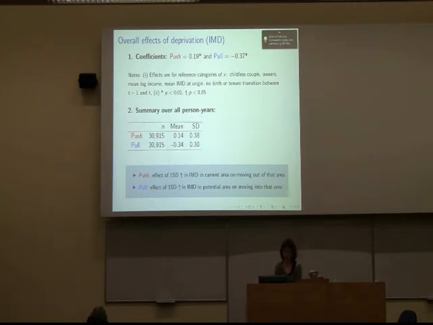And if you remember, I said that I expected the push effect to be positive, this is the minus beta, and the pull effect to be negative, and it is. And these are the effects for people in the reference categories of all of the other variables. So, childless couple, homeowner, and so on. Right.